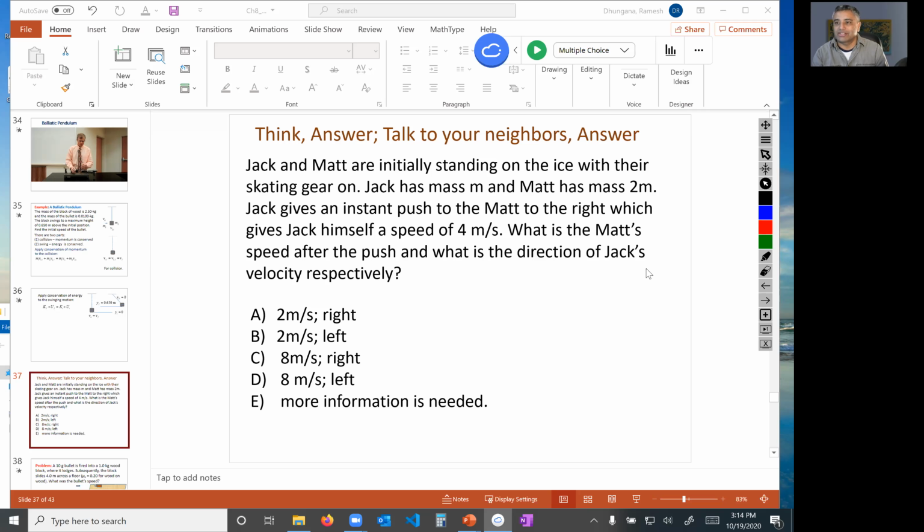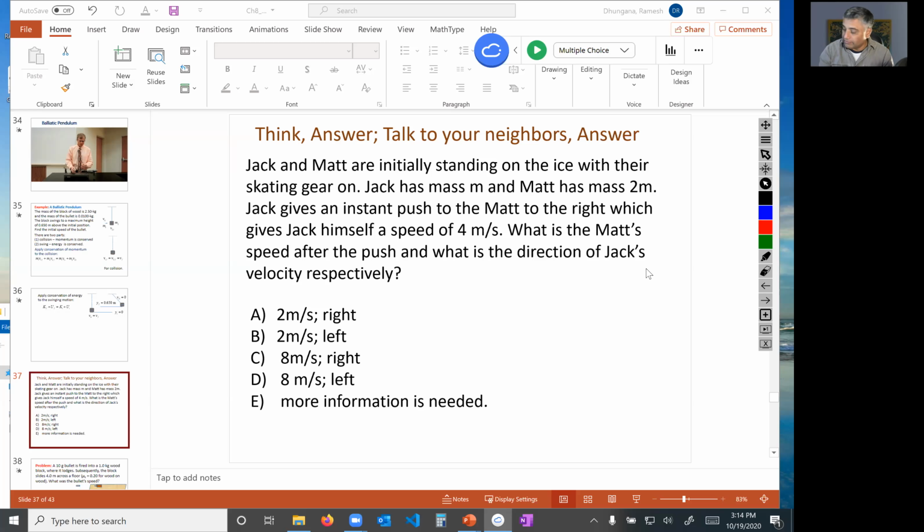And the direction has to be opposite, isn't it? When you push somebody, you get pushed back, right? So looks like that's why. So let's see, that gives Jack himself a speed of 4 meters per second, and Jack is pushing Matt, so Matt gets pushed right.